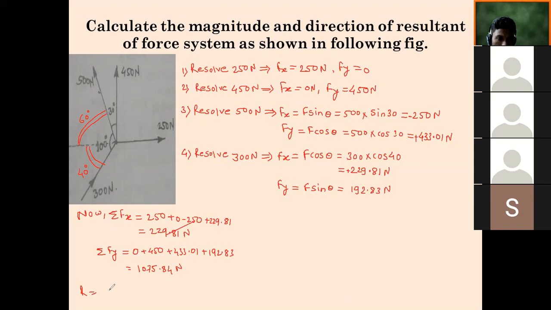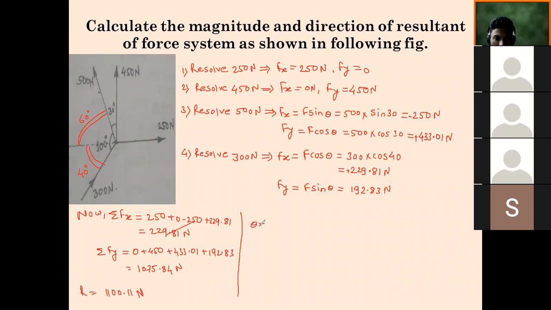1100. Any more answers? 43, 38. Tell me the answer. What will be the answer? Yes, sir. 1100.11, 0.10 Newton. Correct? Yes, sir. Now what do we have to find out here?